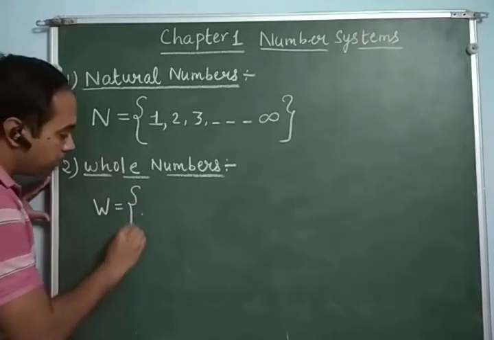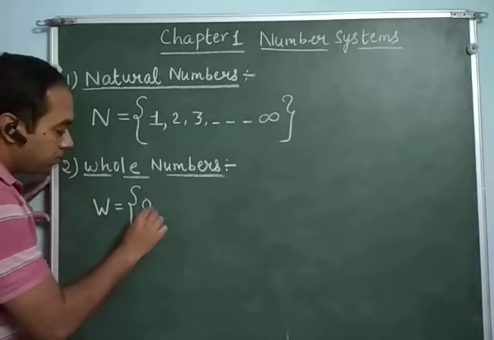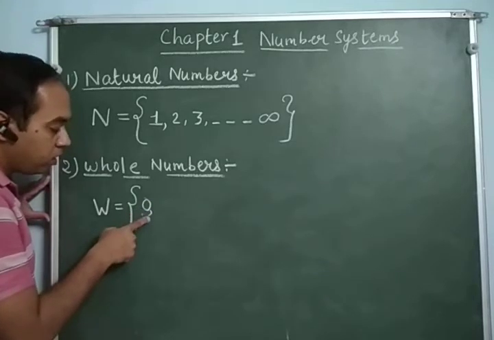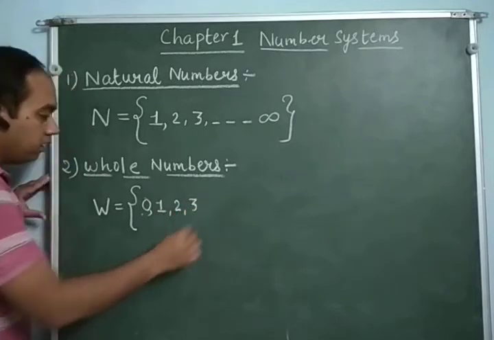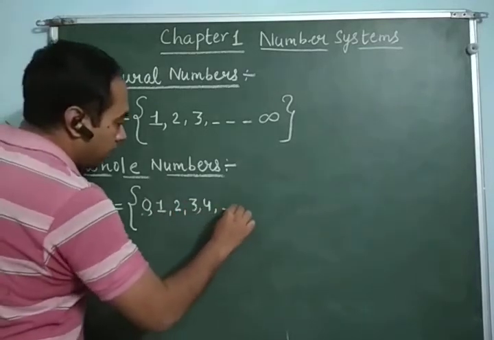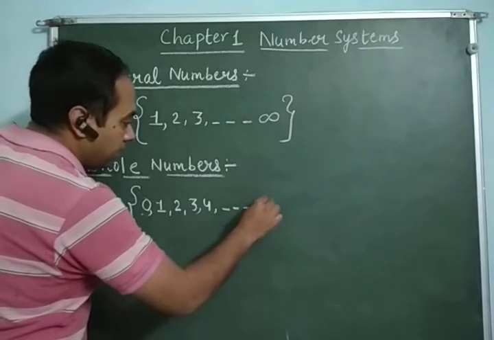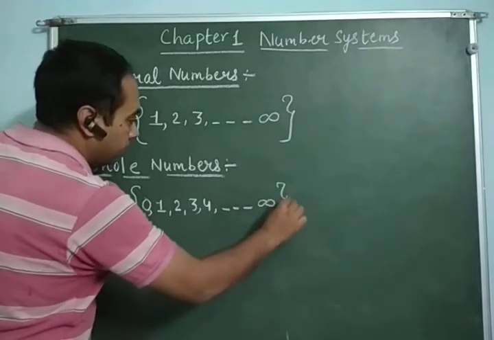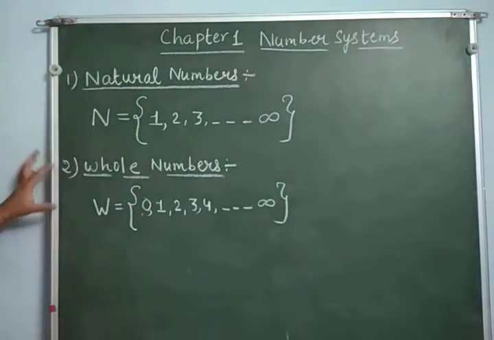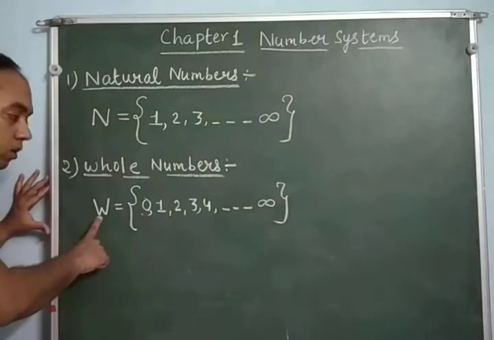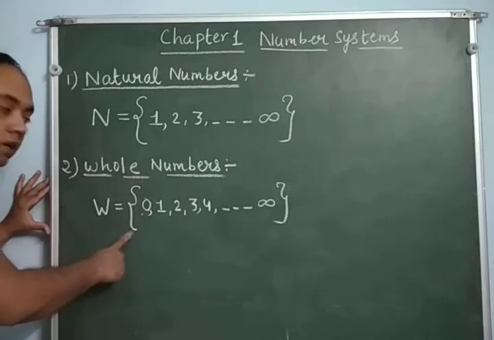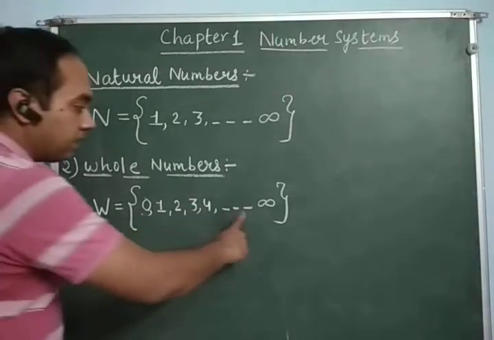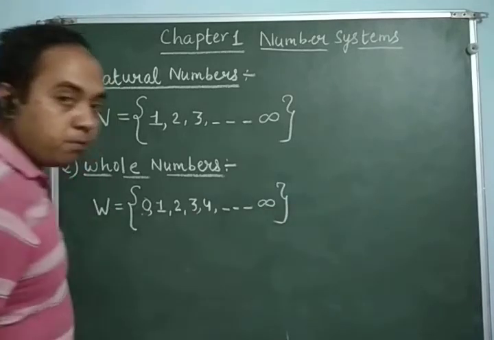Now the smallest whole number is 0, so I have written 0 over here, then I have placed a comma, then I will write 1, 2, 3, 4, then I will put 3 dashes, and in the end I will write infinity. So this is the definition of whole numbers, and this is the way of representing whole numbers in set form. W is equal to, put a brace over here, 0, 1, 2, 3, 4, dash dash up till infinity, then again put a brace.